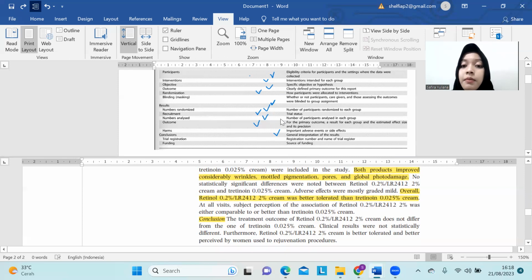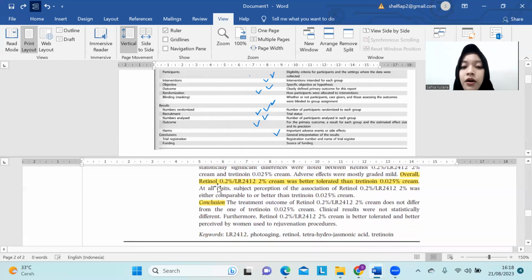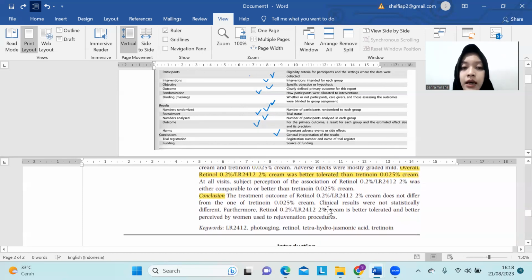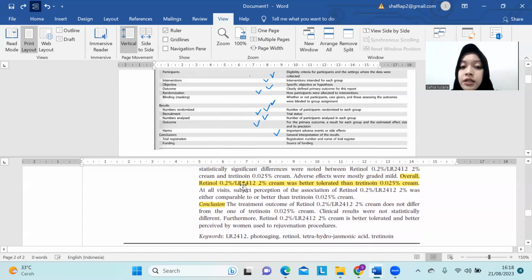Number analyzed is the number of participants analyzed in each group, and there is the number of participants and the percentage. And next we are going to the outcome, and the outcome is, for the primary outcome, a result for each group and the estimated effect size and its precision. And the outcome is overall retinol cream was better tolerated than tretinoin cream.